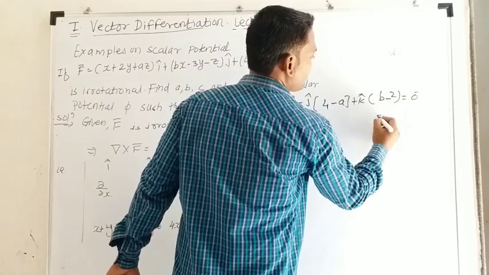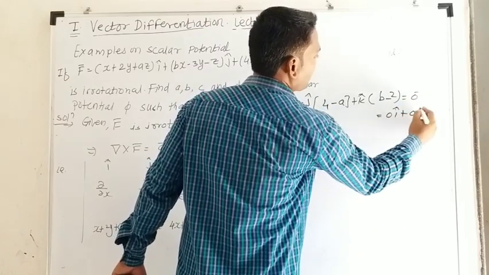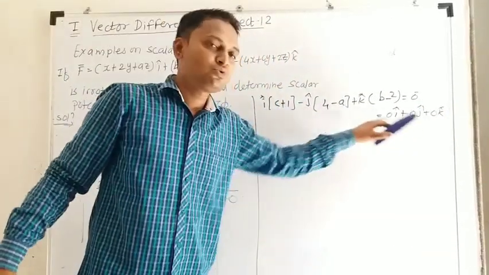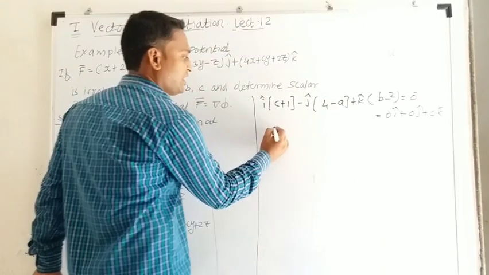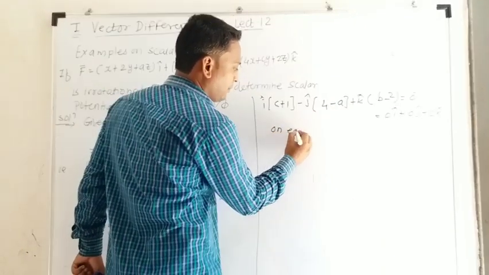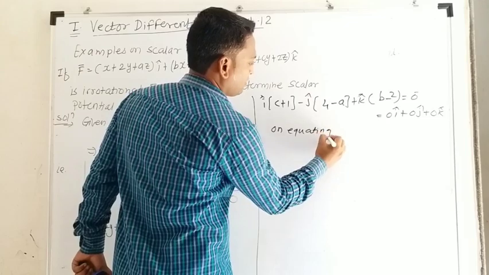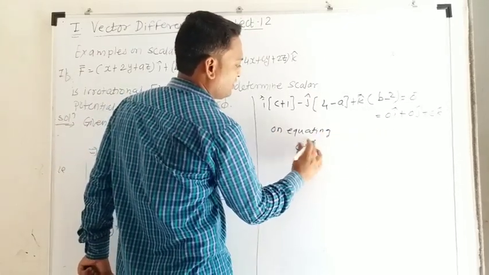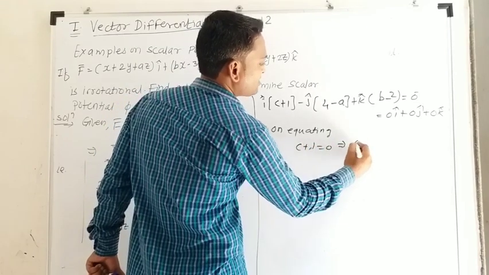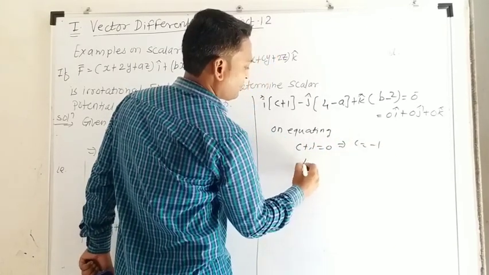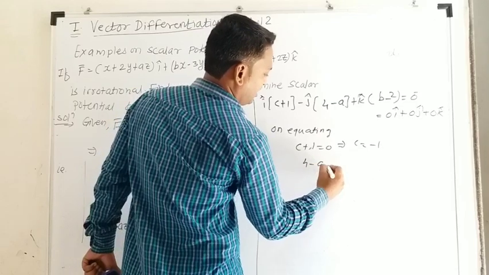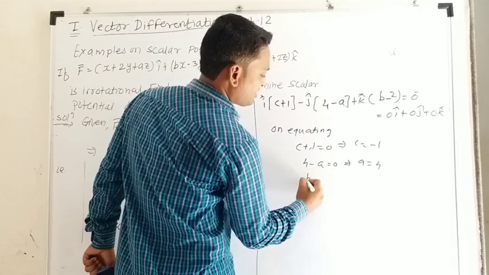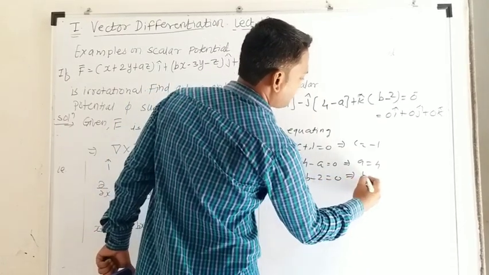0 bar can be written as 0i plus 0j plus 0k. Now we have vector equal to vector, so by equality, on equating the coefficient of i with the coefficient of i, c plus 1 equal to 0, which will give us c equal to minus 1. Next equation, 4 minus a equal to 0, which will give us a equal to 4. And last equation, b minus 2 equal to 0, will give us b equal to 2.